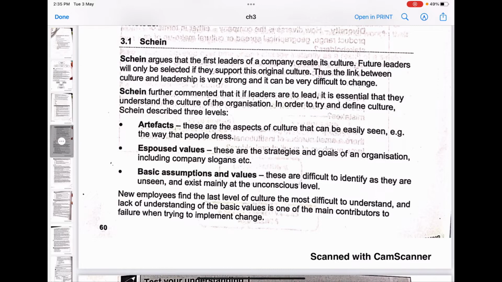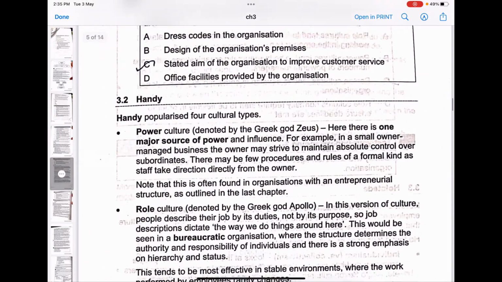So what has Schein said? First, that the first leaders make the culture, and he believed in three things: artifacts, espoused values, and basic values and assumptions. Artifacts are what can be seen through the eyes, like the way people dress. Espoused values are the strategies and goals of the organization, and basic assumptions and values are unseen and exist on an unconscious level. New employees find the last level of culture the most difficult to understand, and lack of understanding of the basic values is one of the main contributors to failures when trying to implement change.